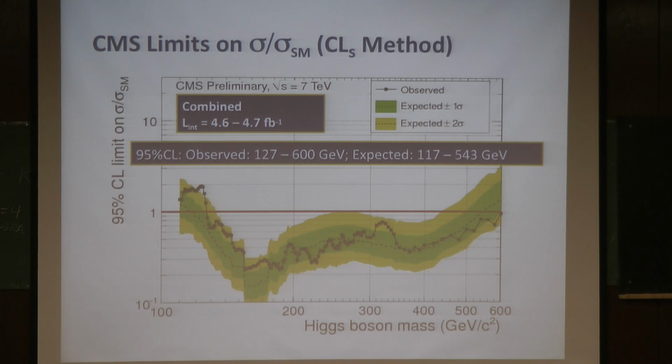And the simpler plot to look at, which Elam also showed you, is everything combined now, also of channels that I didn't show you. The observed 95% exclusion is 127 to 600, when the expected was 117 to 543. So 117 to 127 we don't exclude, although we would expect to, and the reason is because of these 5 different channels having these excesses.